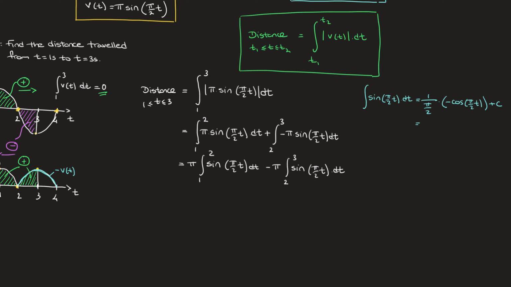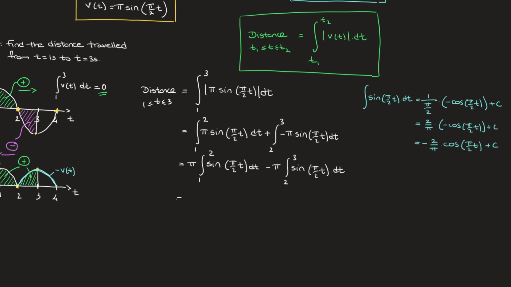Now, 1 over pi over 2 is the same thing as 2 over pi, so that's 2 over pi times negative cosine of pi over 2t plus c. In other words, this is equal to negative 2 over pi times cosine of pi over 2t plus c. Okay, so we now have the antiderivative we need, and remember, for these definite integrals, we can ignore this constant of integration. And so using this result, we can go to the next step.